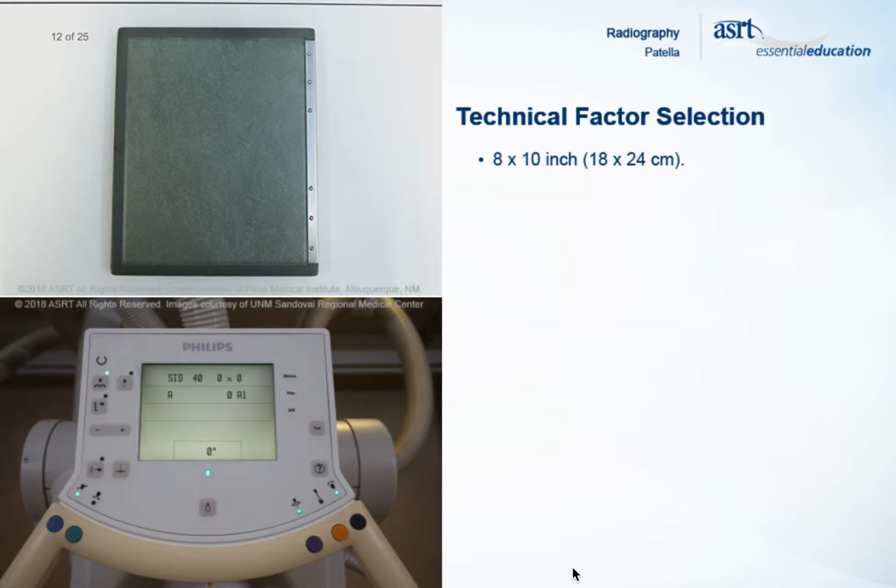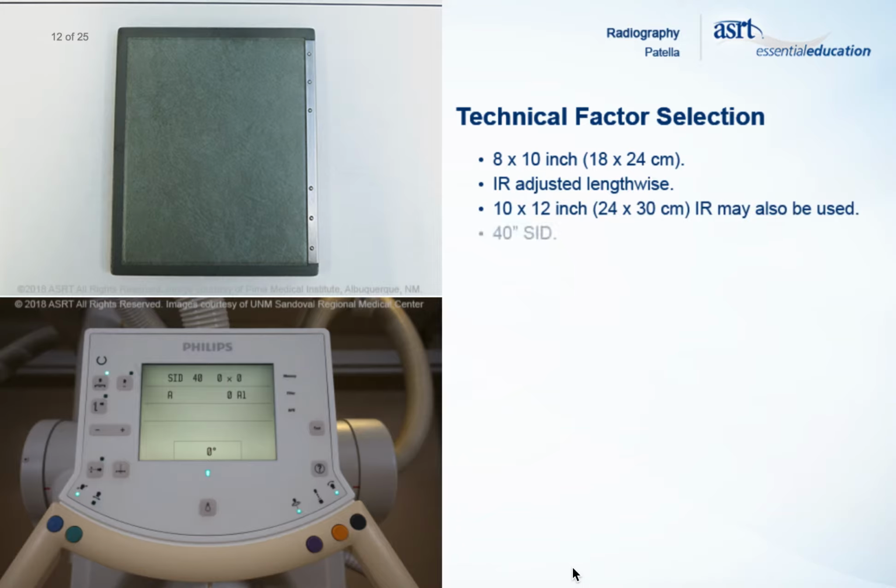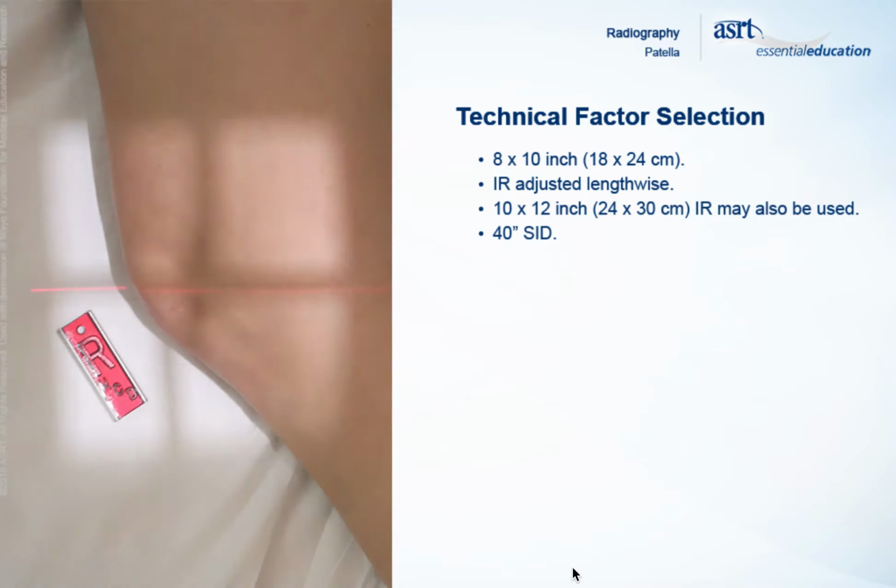An 8 by 10 inch or 18 by 24 centimeter image receptor is used for a lateral patella projection and is adjusted lengthwise. If this size is not available, a 10 by 12 inch or 24 by 30 centimeter image receptor may be used. The SID is set at a minimum of 40 inches, although some departments may require a longer SID. Collimation is adjusted to approximately 4 inches by 4 inches or 10 centimeters by 10 centimeters and must be close to the patella.